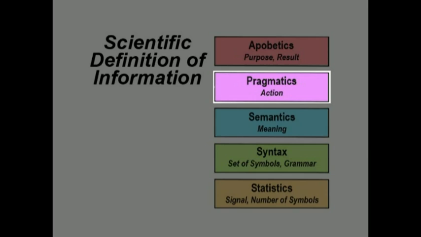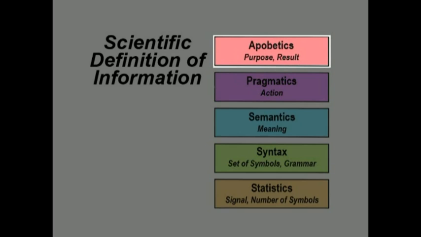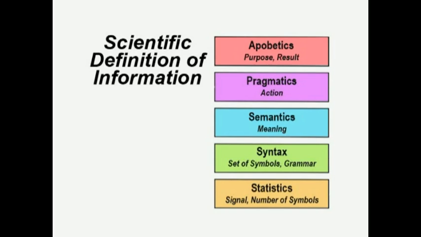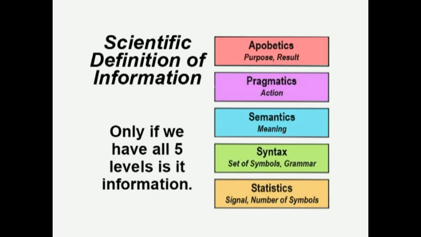We have seen a few machines which are working under the condition of information, and that is the pragmatic level, the action. And the highest level of information is the purpose, is the result, and the name I gave it is apobetics. So, if we find in an unknown system all the five levels of information, then we are sure it is a system with information.